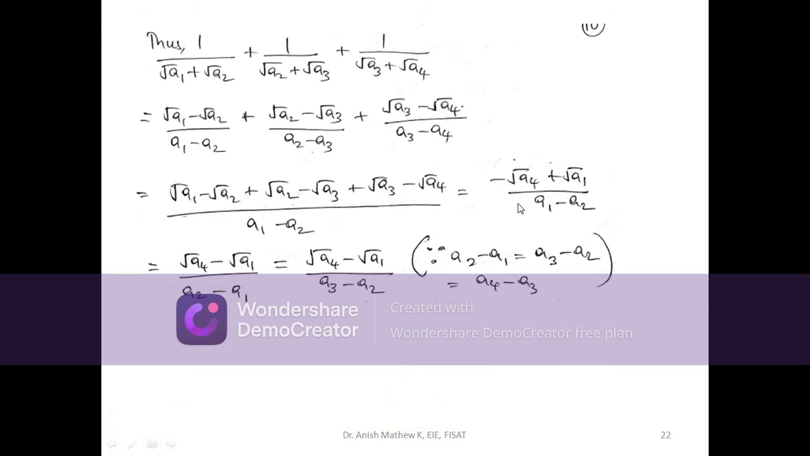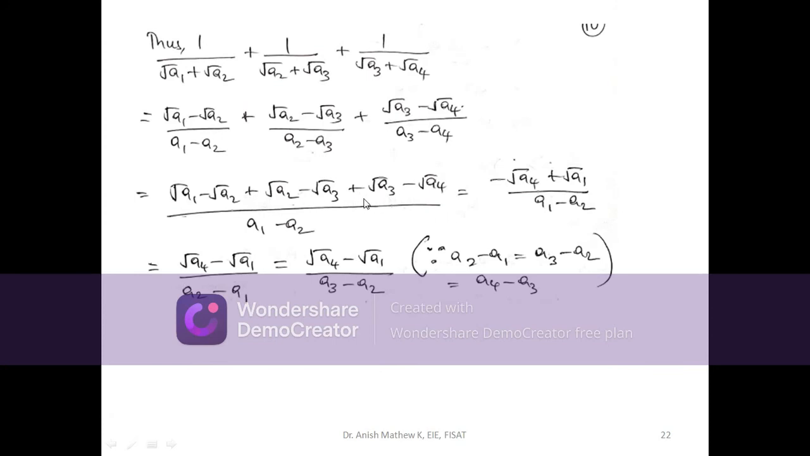You simplify this. In order to get this term, square root of a4 minus square root of a1, you bring the minus to the bottom, so you will have a3 minus a2. So square root of this is again equal, you bring the minus down. So square root of a4 minus square root of a1 by a2 minus a1 is equal to square root of a4 minus square root of a1 by a3 minus a2. Since the common difference is the same, a2 minus a1 equals a3 minus a2 equals a4 minus a3. That is why you have this option A.